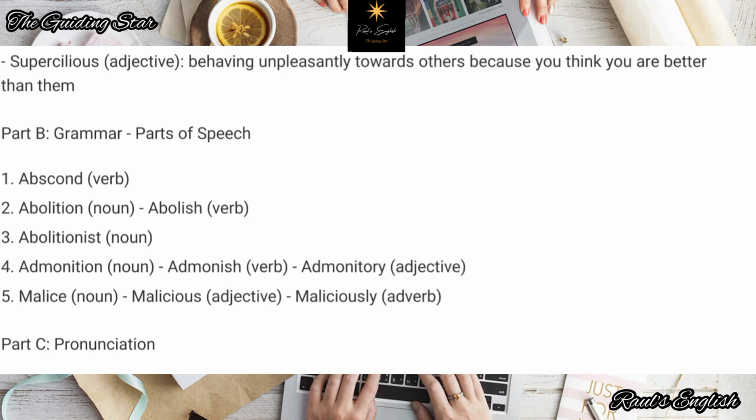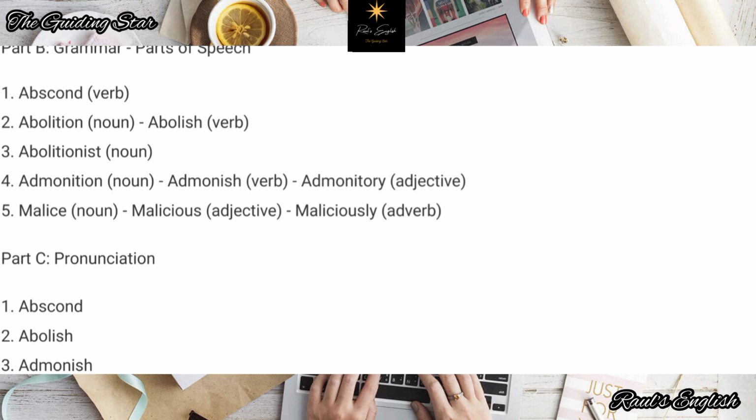So that's abscond. Abolition and abolish. So abolition, and from there you have abolish. An abolitionist is a person who is in favor of abolishing something. So admonition and admonish and admonitory. Admonition, admonish and admonitory. And malice, malicious and maliciously. So that's just 5 words for today. I'm keeping your notes short like I have told you.